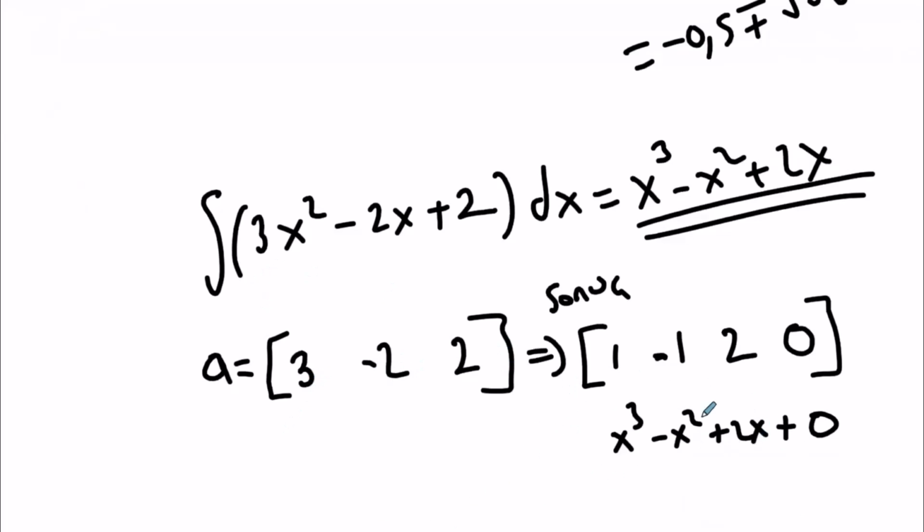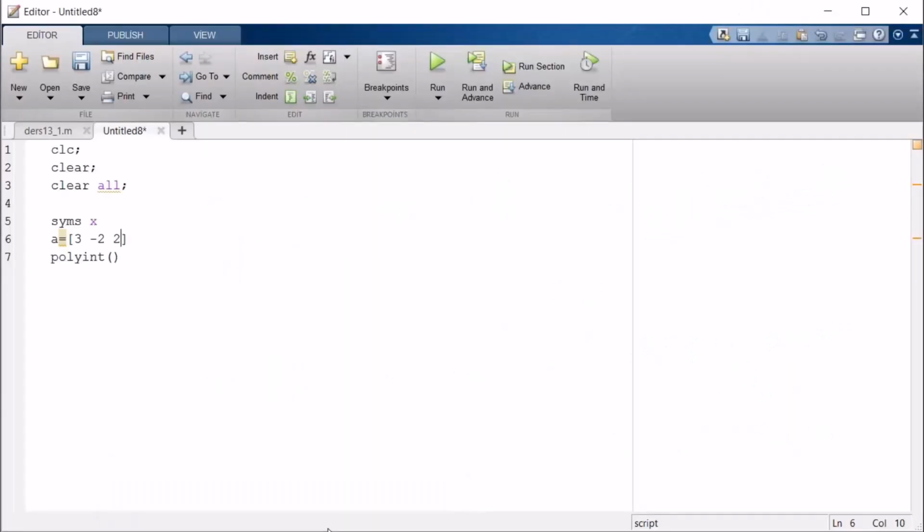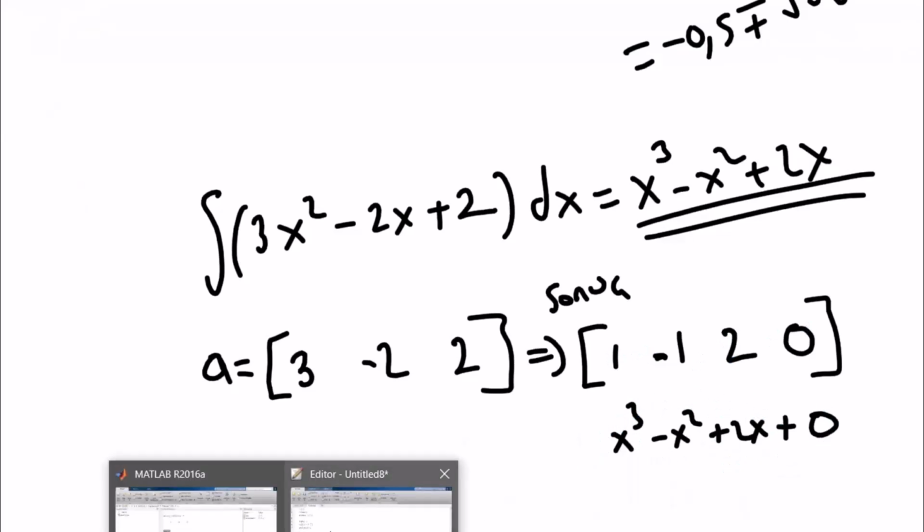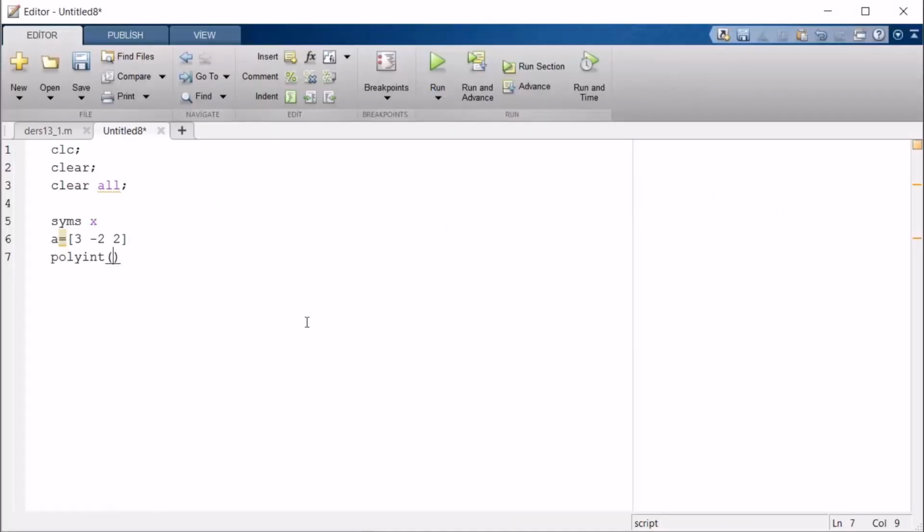Did I write it right? Let's check again. I wrote it right. Yes. When I run this command, I expect to find 1 -1 2 0. After finding it in this way, I convert it to x^3 minus x squared plus 2 multiplied by x plus 0. Therefore, if we run the polyint command according to A here, we should find it easily.